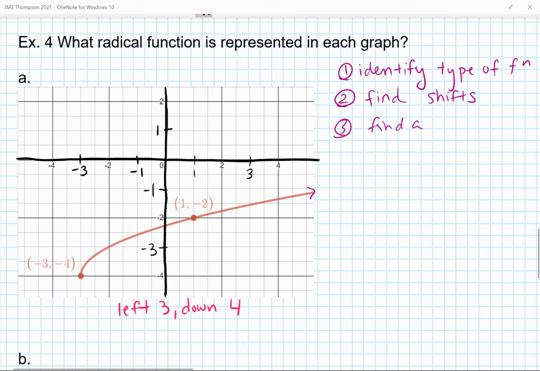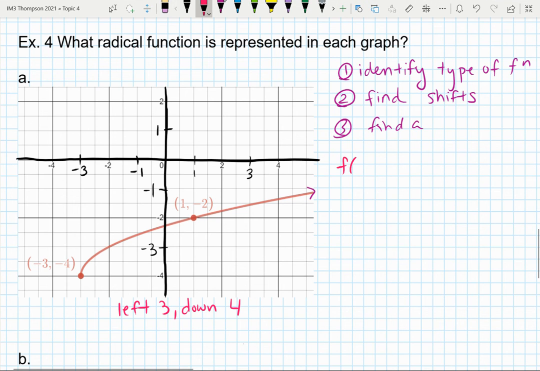So I'm going to start writing my equation for this function, but it's not going to be perfect. So I can call it f of x, I can call it y, I can call it g of x, I can call it whatever I want on the left-hand side. I don't know a. Left 3 is going to look like plus 3 under the radical, and then down 4 is going to look like -4 outside the radical.